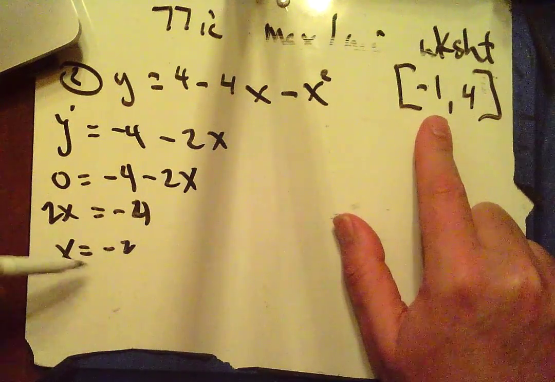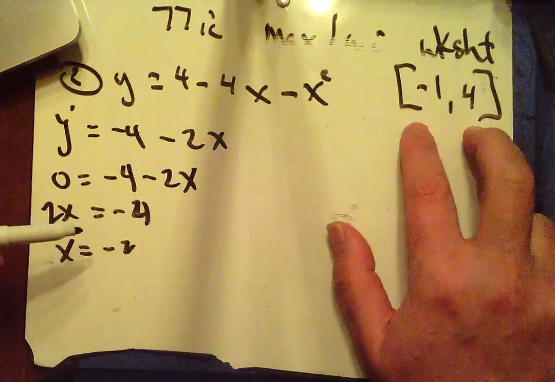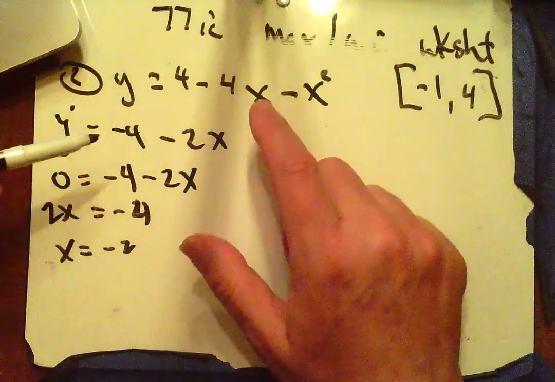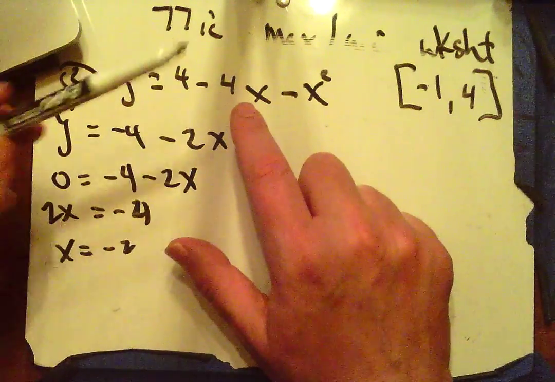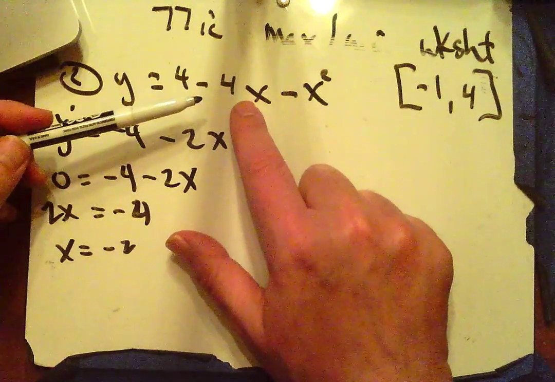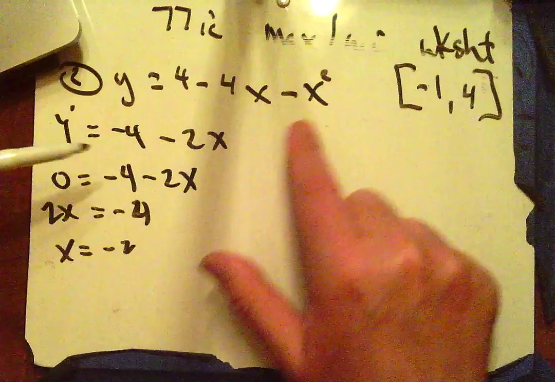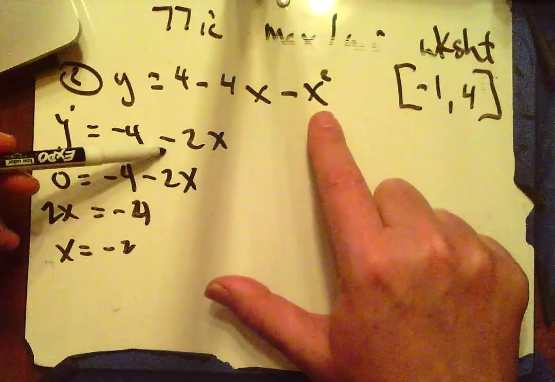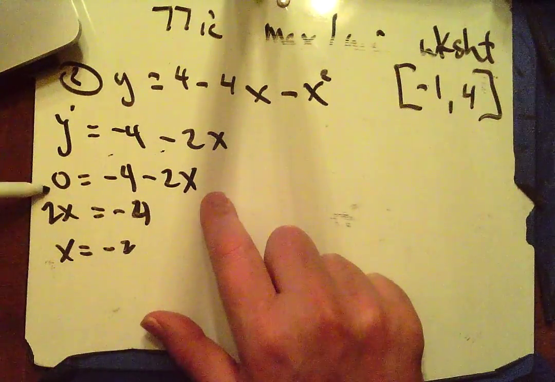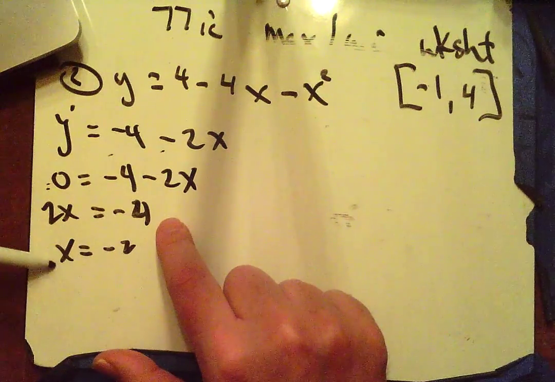What does that mean? It means I don't have any critical points on that interval. But I am going to go back and check my math. And in fact, I'm going to go all the way back to make sure I didn't copy the problem down wrong. Minus 4x minus x squared. Take the derivative, set equal to 0, add 2x to both sides, divide by 2.